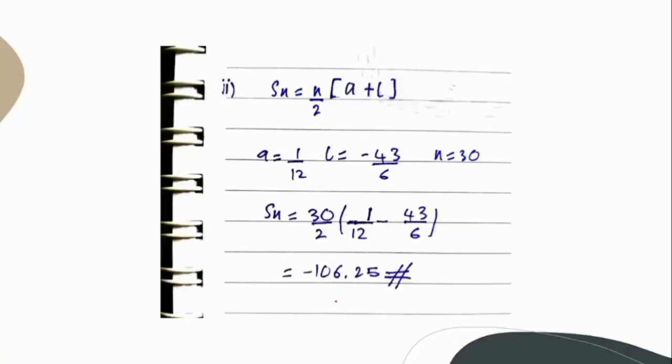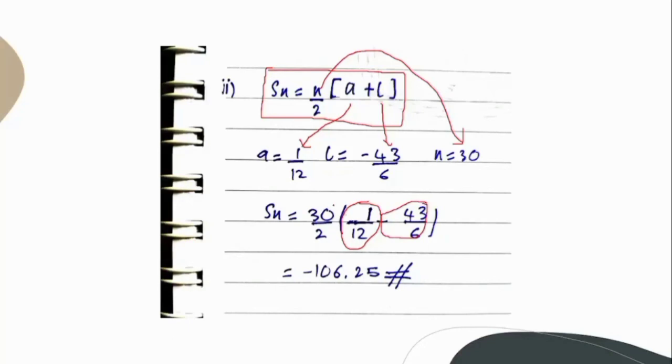Question 2. The sum of all terms. We will use the formula Sn equals n over 2 times a plus l. The a is the first term and l is the last term. n is the number of terms. Substitute all of the values into the equation and we will get the final answer.